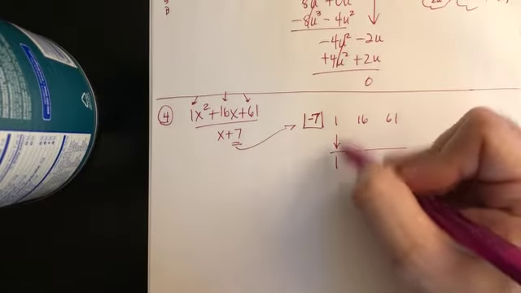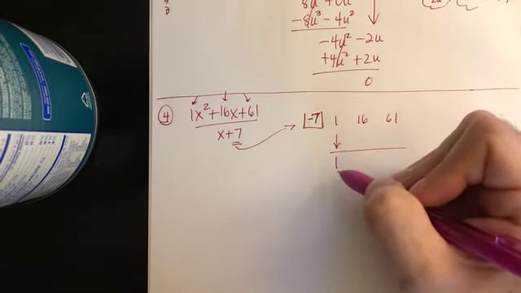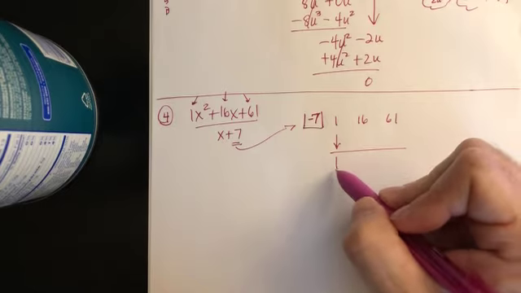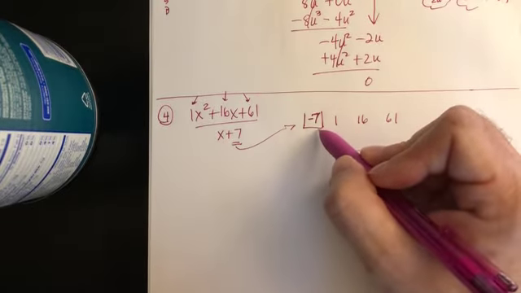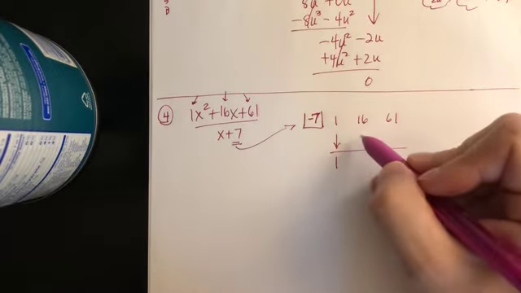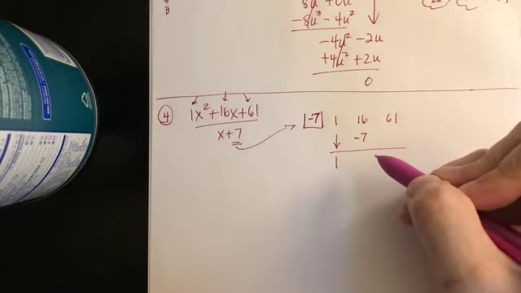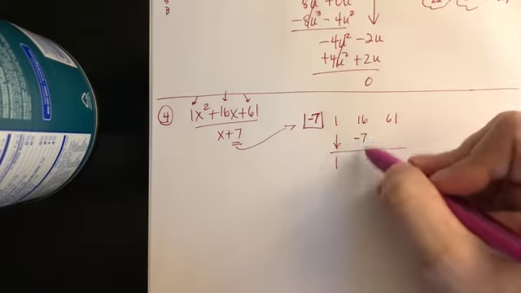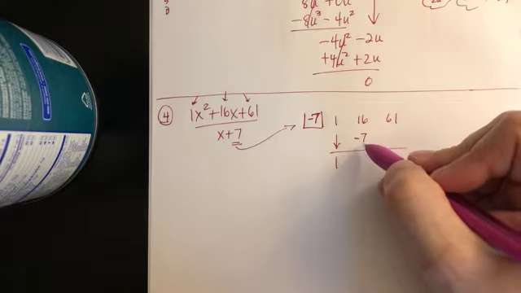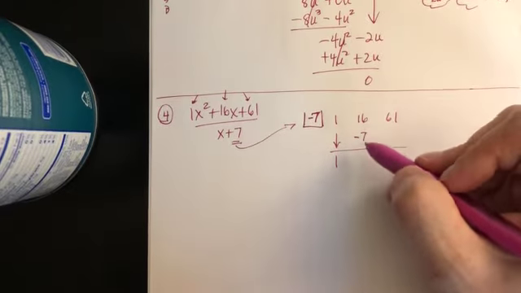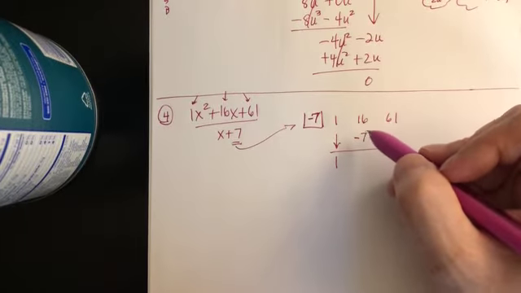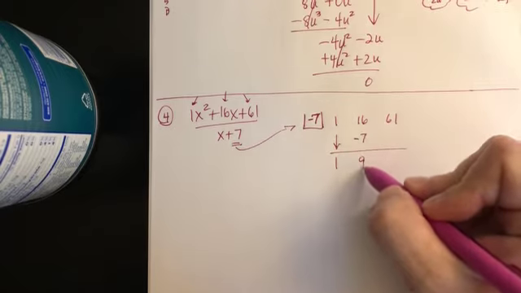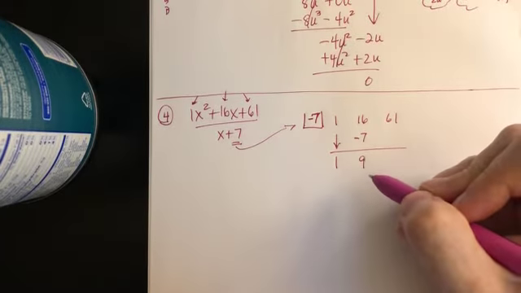Whatever this number is, comes straight down. Nothing happens to it. And then any number that's below the line gets multiplied by the box and put above the line. So 1 times negative 7 is negative 7. And any two numbers above the line get combined like you would normally do. So if it was the same sign, we would add, and if it was different signs, we subtract, like this one. Subtract and get 9.